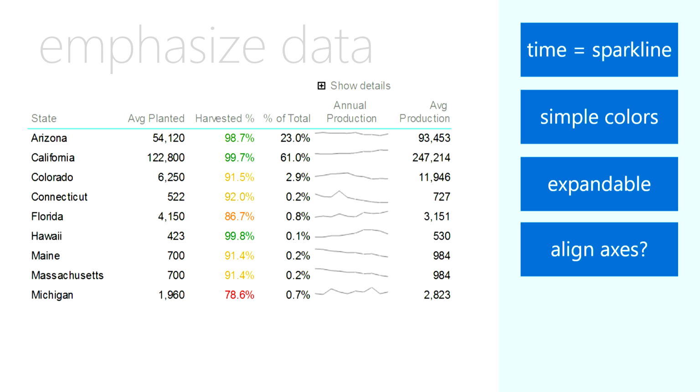And whenever you have a spark line or data bar or something like that, a chart effectively embedded in a table, you have this option and this decision to make of do you want to align the axes across the table or not. So in this case, the horizontal axis is the time axis. I wouldn't want to be showing different states over different periods of time.